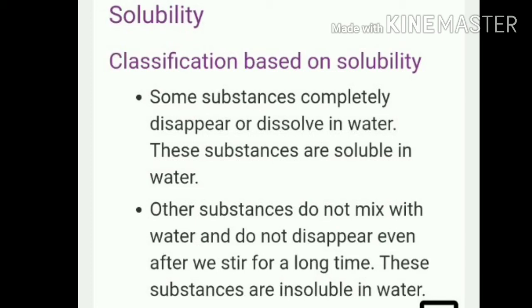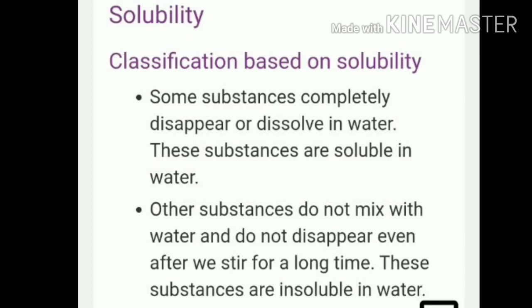You can take the example of chalk powder also. If you put chalk powder in water and stir for a long time, again you can see it does not get mixed or dissolve in the water, it remains as it is in the water because chalk powder is insoluble in water.